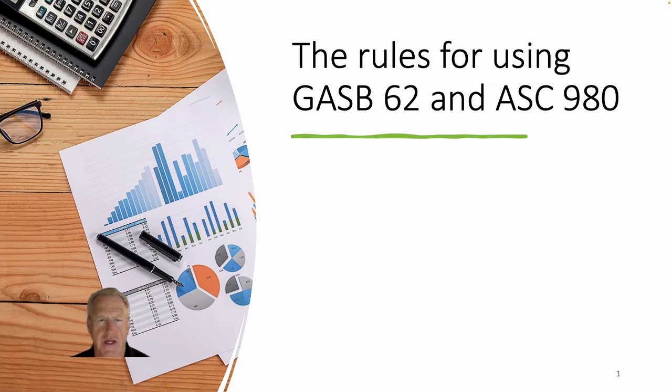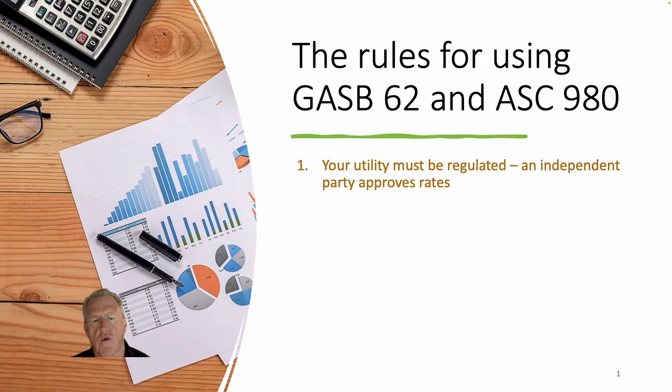And welcome back. Let's take a deeper look at the rules so you're convinced that you can use GASB 62 or ASC 980 in preparing your financial statements. So Rule 1 is that your utility must be regulated and have an independent party approving your rates. So think of your own situation. You have a city council, board of directors, state regulatory commission, all of those count towards using GASB 62. If they approve your rates, you're in.